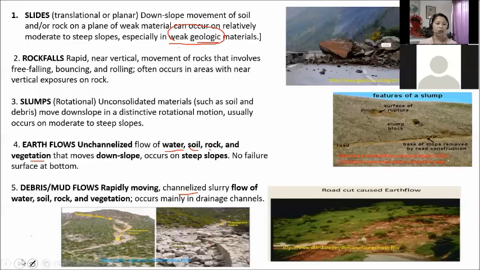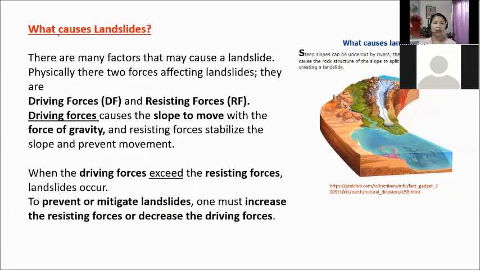Okay, so what causes landslide? Ano ang cause ng landslide? So there are many factors that may cause a landslide. Physically, there are two forces affecting landslide. The first is the driving force, and the second is the resisting force, DF and RF. So what is driving force? Driving force causes the slope to move with the force of gravity. Of course, saan papunta? Kundi sa baba, driving force. And the resisting force stabilizes the slope and prevents movement.